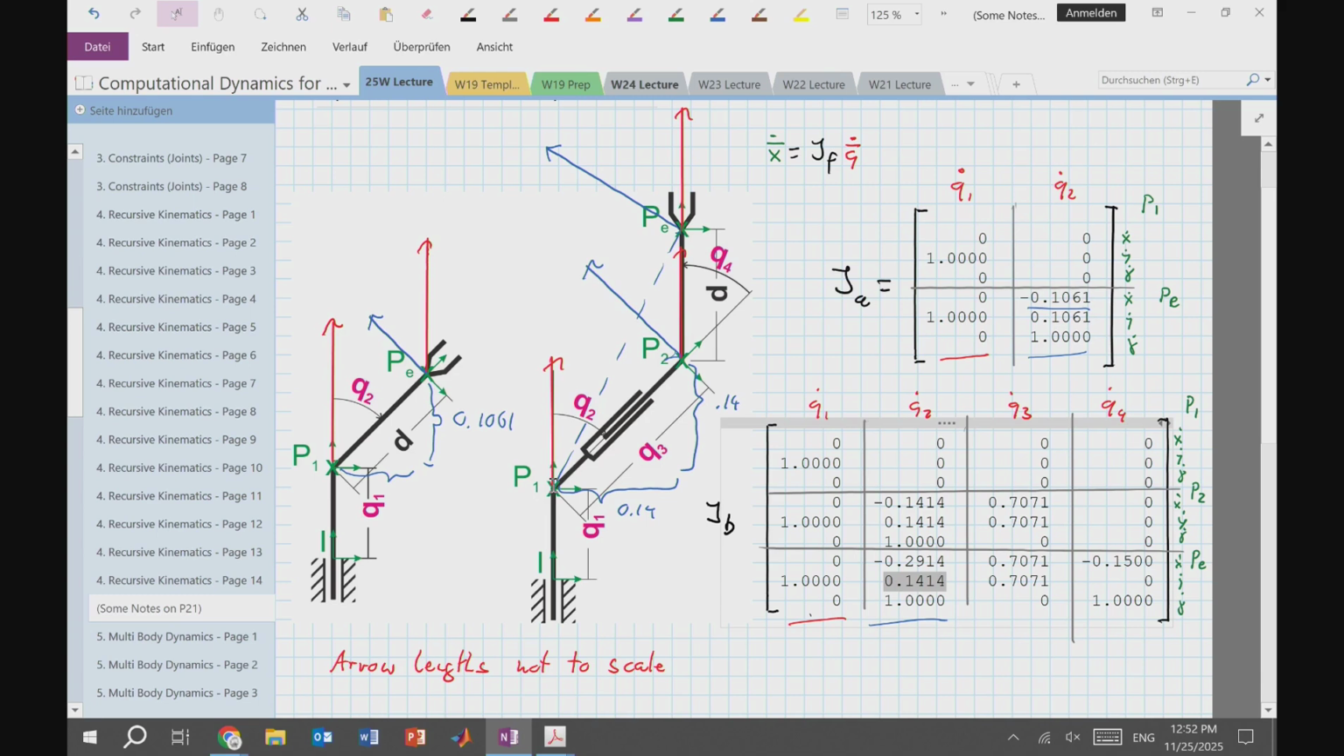Question? Yeah, it's also if Q4 is 0, we have the singularities here. We get to the singularities in a second. I wanted to show that.